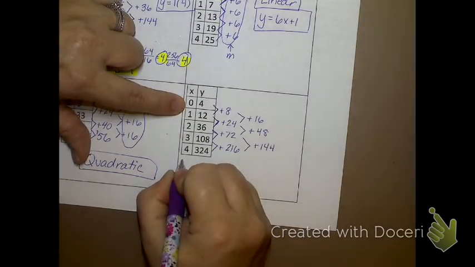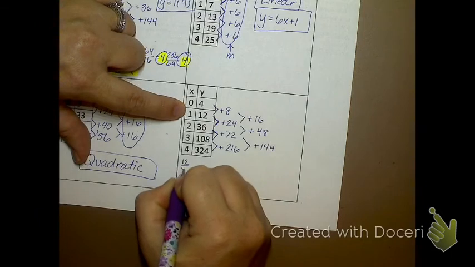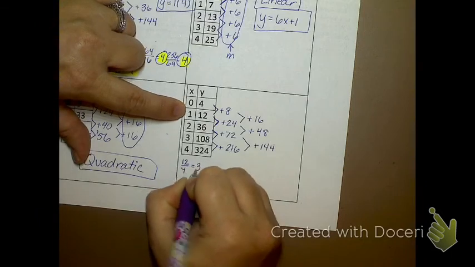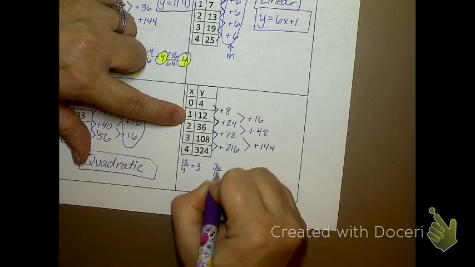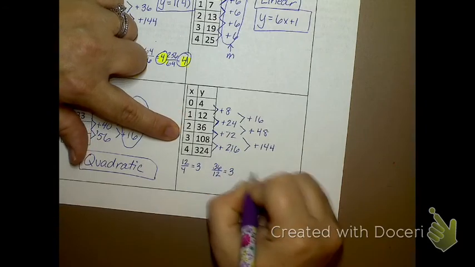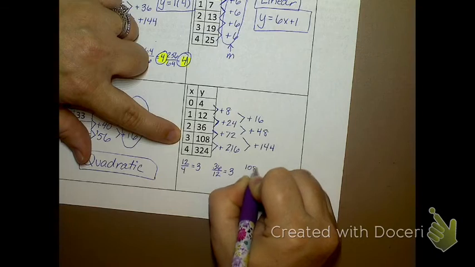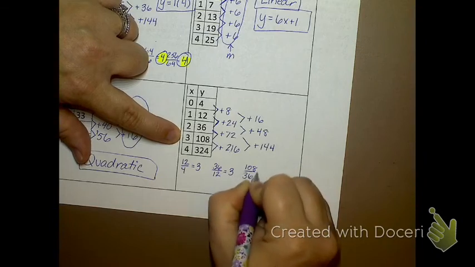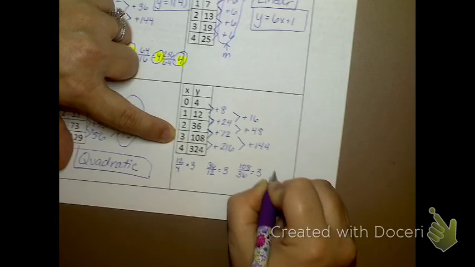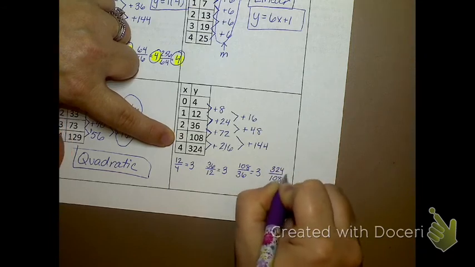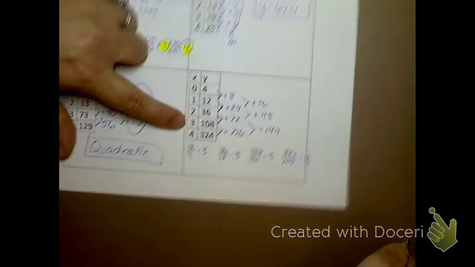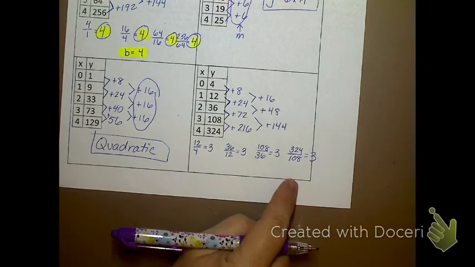What's my first fraction? 12 over 4. That reduces to 3. What's my next fraction? What does that reduce to? Looking promising. 108 over, what does that reduce to? And 324 over 108, what does that reduce to? Look at that. If they didn't all reduce to the same thing, then what would it be?